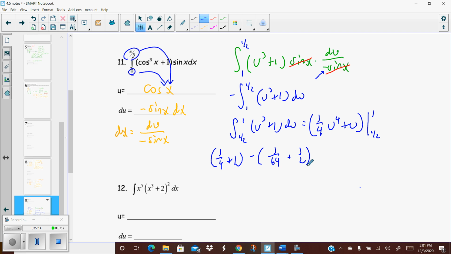Now we just get to try and combine all this stuff. So we can put everything in terms of 64ths. So 4 goes into 64 16 times. So it'll be 16 over 64 plus 64 over 64 minus 1 over 64 plus 32 over 64. So let's see, 16 plus 64 is 80, minus 1 is 79, minus 32 more is 79 minus 32 is going to be 47, so we should get 47/64.